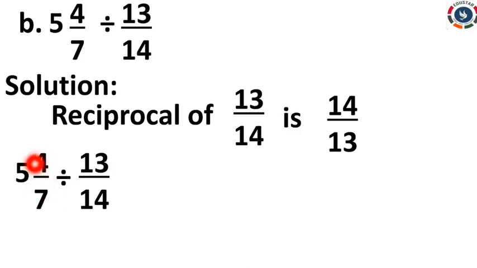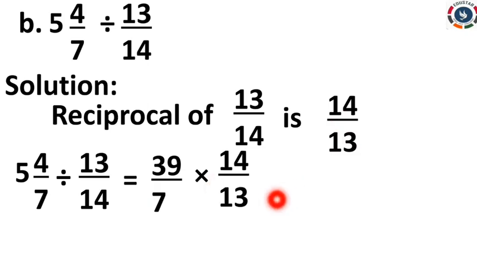Here the first fraction is a mixed fraction, which you have to convert into an improper fraction. So multiply these two values: 7 times 5 is 35, 35 plus 4 is 39. So it is equal to 39 by 7. Then write the division symbol, converted into multiplication. What is the reciprocal of 13 by 14? 14 by 13. That we write here.